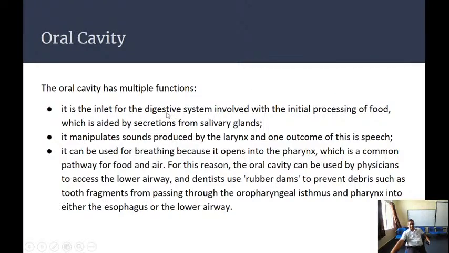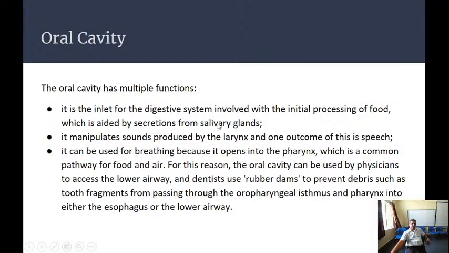The functions: the first is the digestive function. It is involved in the initial processing of the food, which is aided by secretions from the salivary glands. It manipulates the sounds that are produced, and by the movement of the tongue, the oral cavity is changed in shape, in the vibratory air column, and so produces various kinds of sounds, which is called the speech. The basic mechanism of speech is studied. We'll study that later.